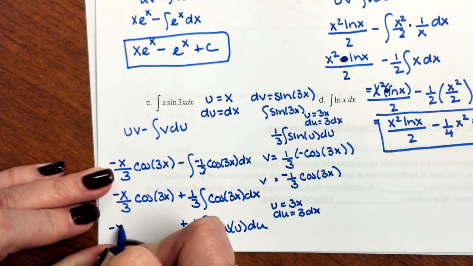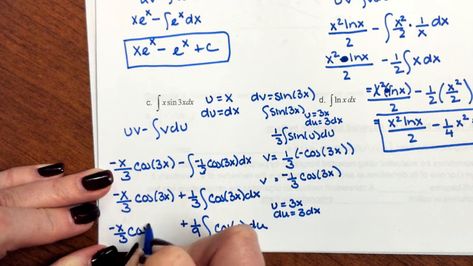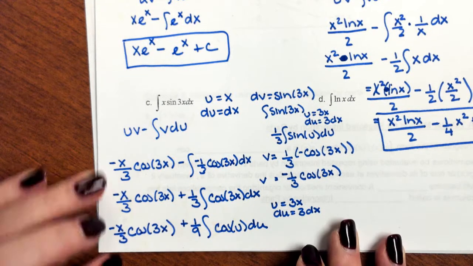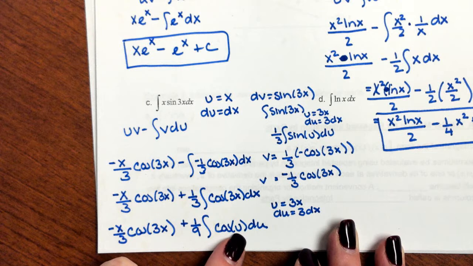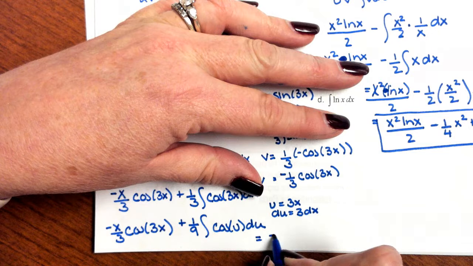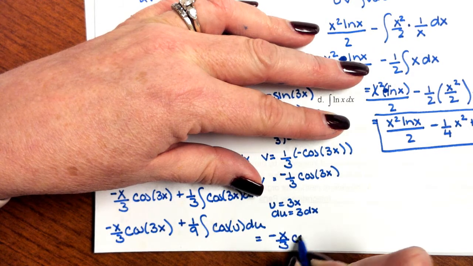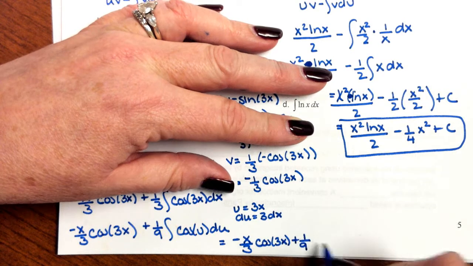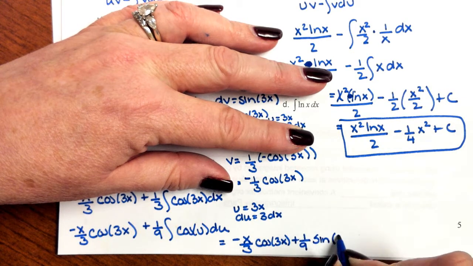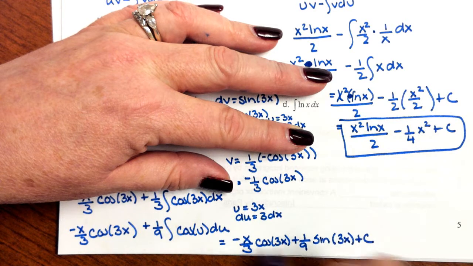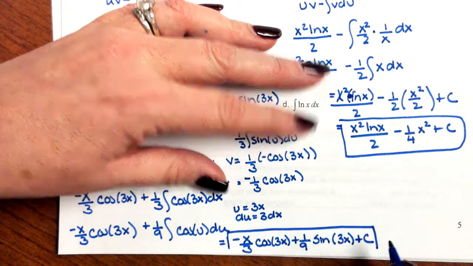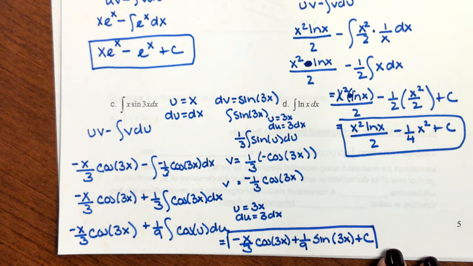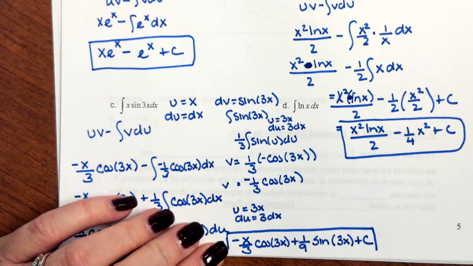And again, you have the part that's just tagging along. So now I'm ready to integrate the cosine of u, which I know the antiderivative of cosine is going to be a sine. So my final answer is going to be my negative x over 3 cosine of 3x plus 1/9 times the sine, and I'm going to bring back in that 3x for u, plus c. So there's c.